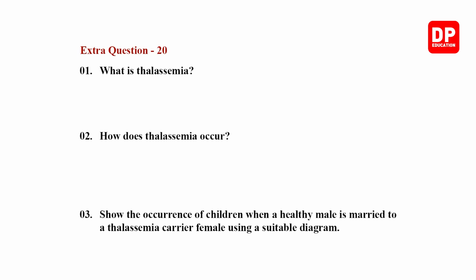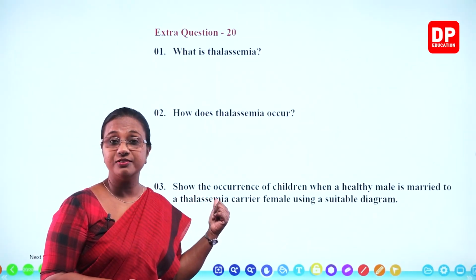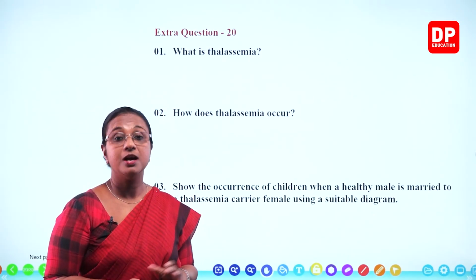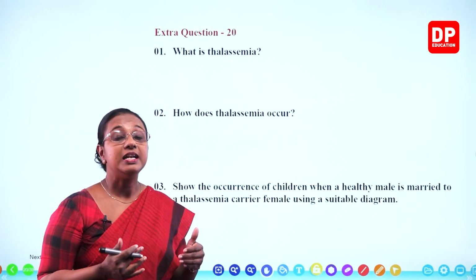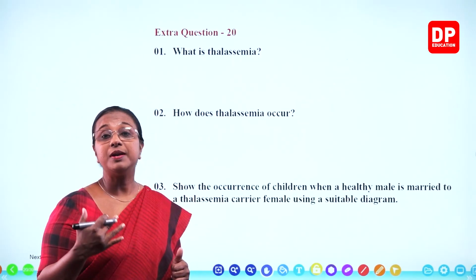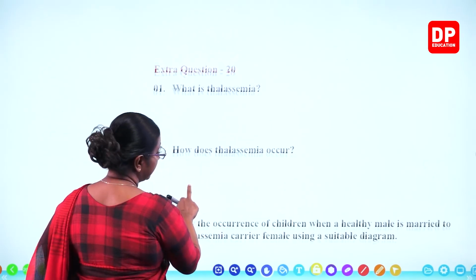Extra question 20. First one, what is thalassemia? So we looked at how thalassemia occurs in children from carrier parents. Here you need to answer what is thalassemia. What is thalassemia? A disease condition caused by a mutated gene where the production of hemoglobin is reduced. So that is what we need to write here.